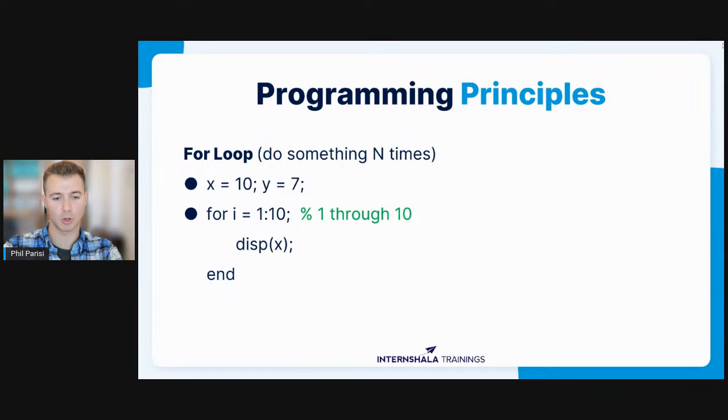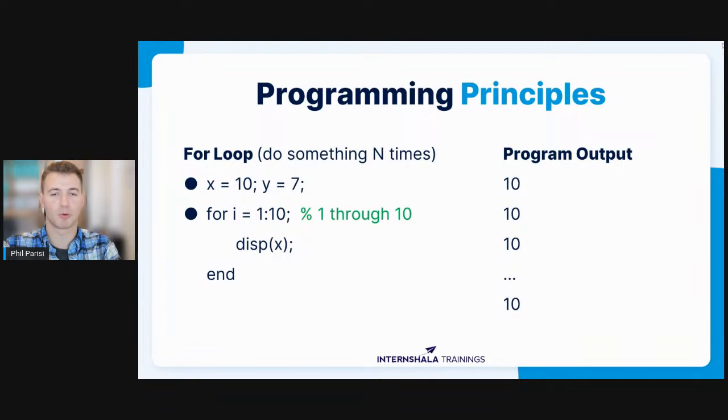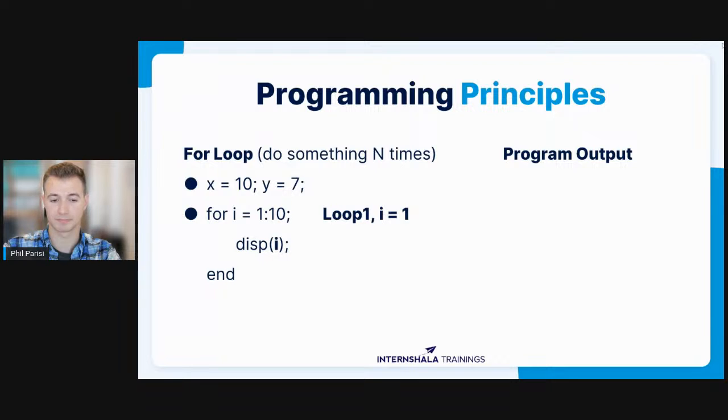The 1 colon 10, as shown here, just indicates we're going to go through the values 1 to 10. This will become clear in just a moment. If we ran this code, we're just going to print out the value of x 10 times. On the right, we have our program output. What happens, though, if we change this display to displaying the value of i every loop?